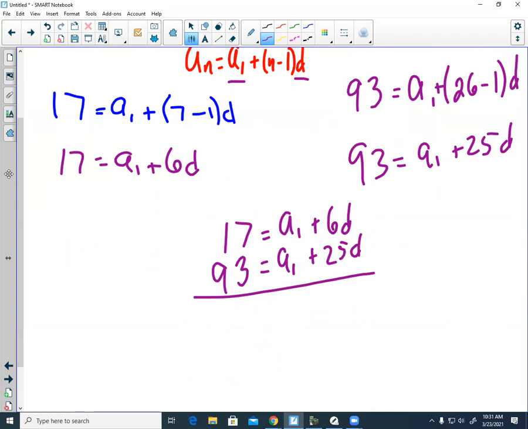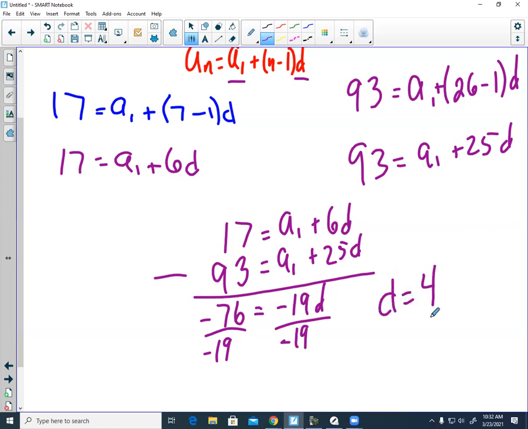Are we going to add or subtract these two equations? Going to subtract. Remember, I'm trying to cancel the A1s here, right? So 17 minus 93 is what? Negative 76 equals, then A1 minus A1 will go away. These cancel. That's what I want to have happen. And then 6 minus 25 is negative 19. Divide by negative 19. So D is equal to positive 4.